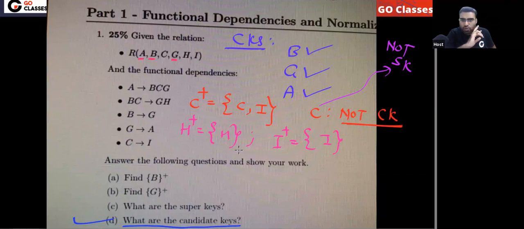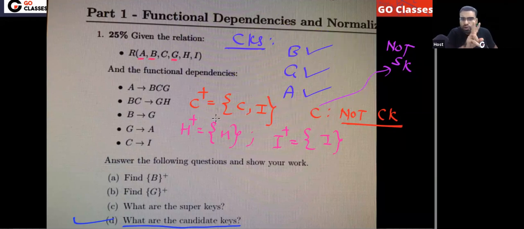Now tell me, when I check combinations of two attributes, can I include one of them? I cannot include them. Yes or no? Because these are already candidate keys, and they cannot be part of any bigger candidate key.